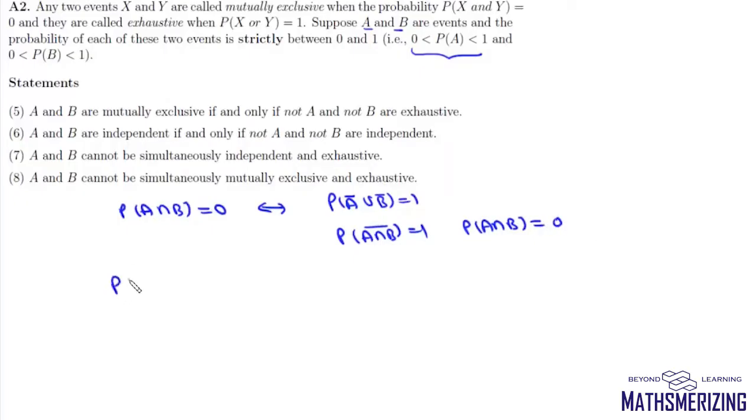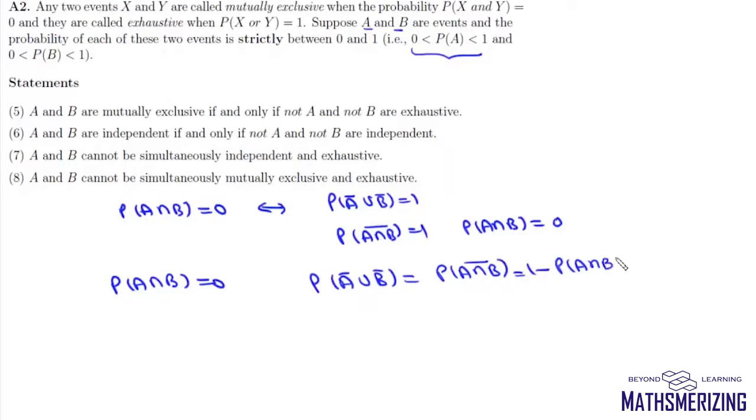We can start from P(A intersection B) taking it as 0, and then we can write probability of A' union B' will be probability of (A intersection B)', which is 1 minus probability of A intersection B, and it is 1. That means if A and B are mutually exclusive, then A' and B' are exhaustive. And if we start from P(A' union B') equals 1, then we get P(A intersection B) as 0. So if A' and B' are exhaustive, it implies A and B are mutually exclusive.